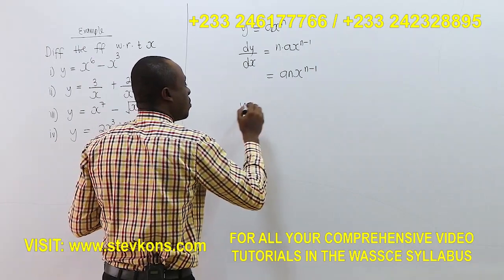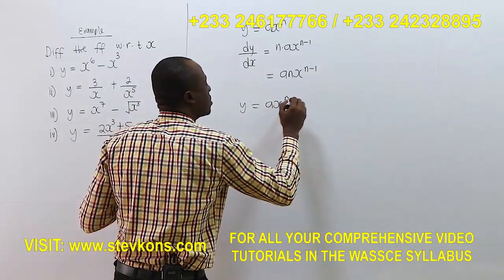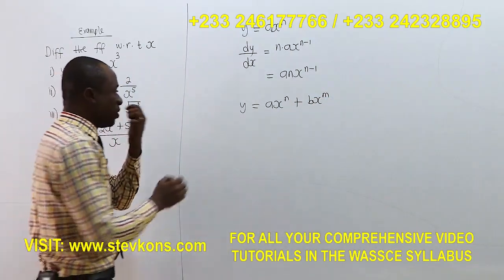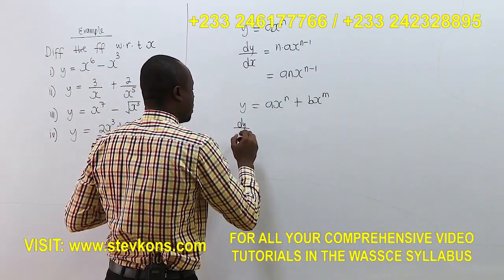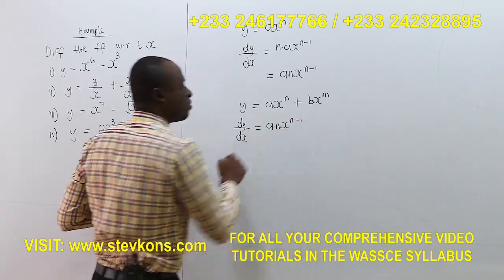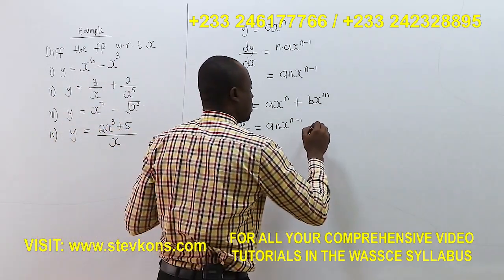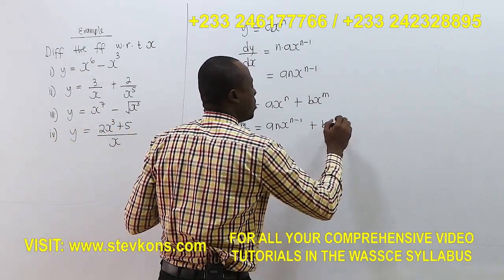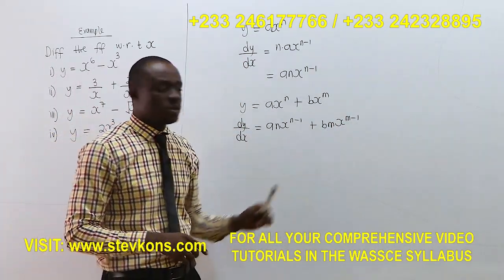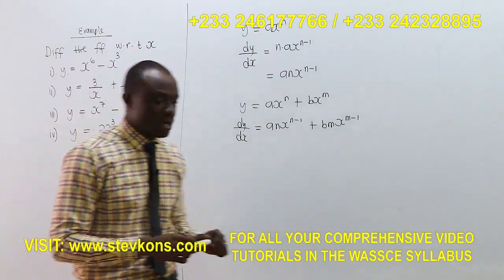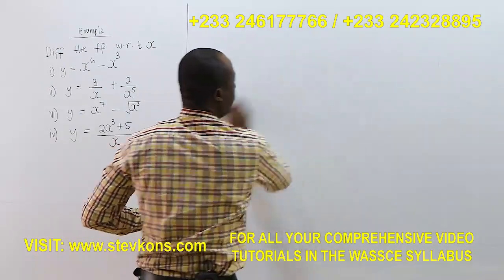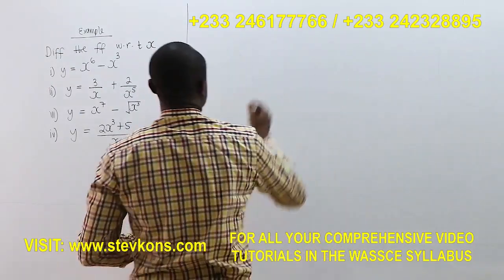And also if you have, let's say, y equal to ax^n plus bx^m, if it is a polynomial, then dy/dx is equal to anx^(n-1), the a is multiplying the n, then plus bm or mb x^(m-1). The b is multiplying the m. Now let's consider the examples given to us.